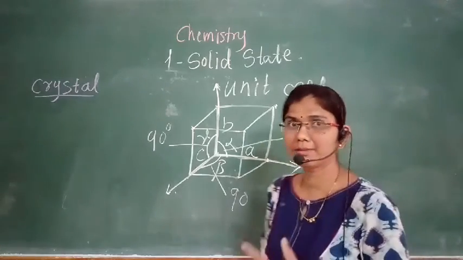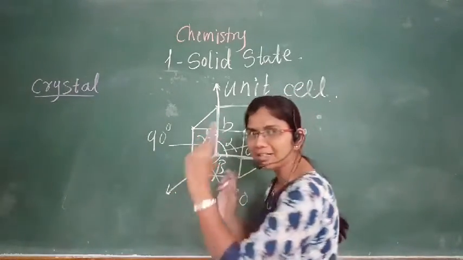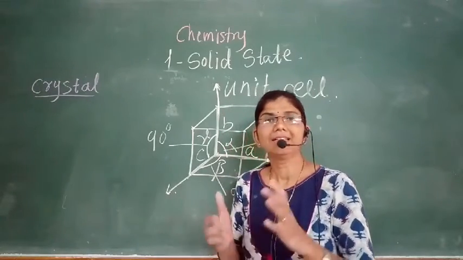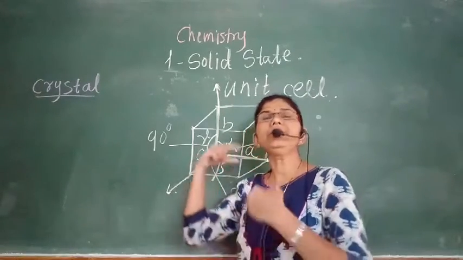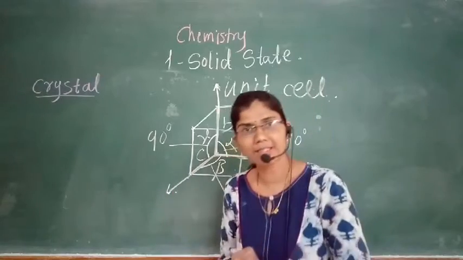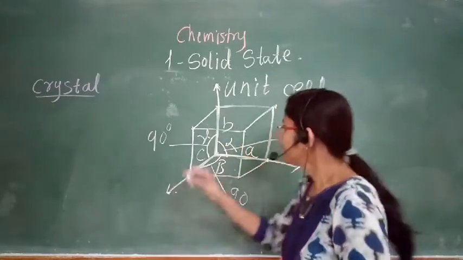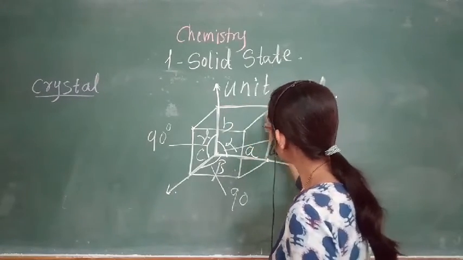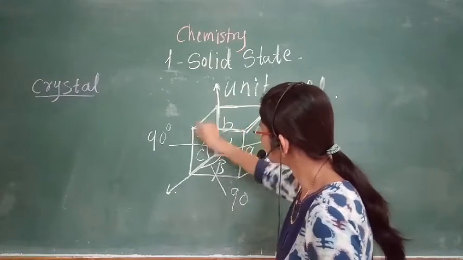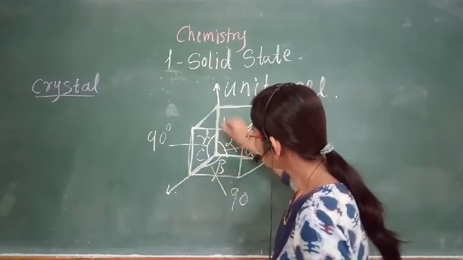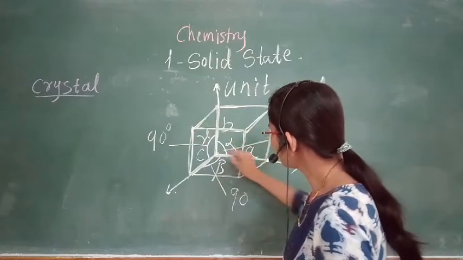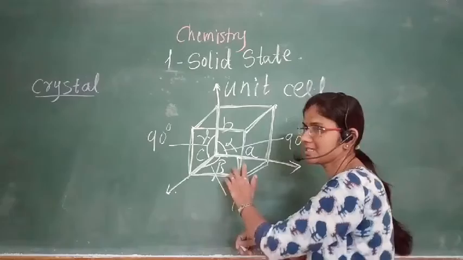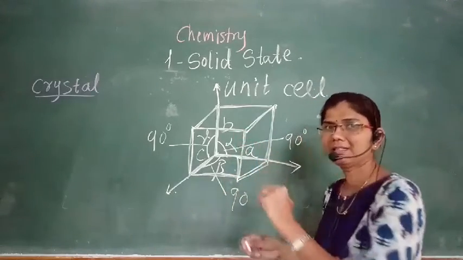How will the crystal structure be formed? This is the one unit cell. And when a crystal structure is formed, many such unit cells stack together, and they share their edges. These are the edges of the unit cell. Then the faces: how many faces are there?